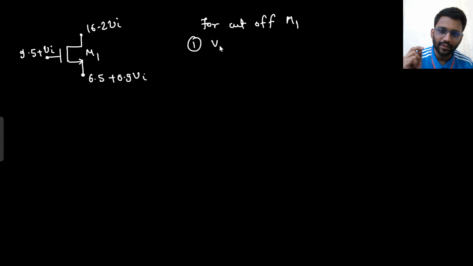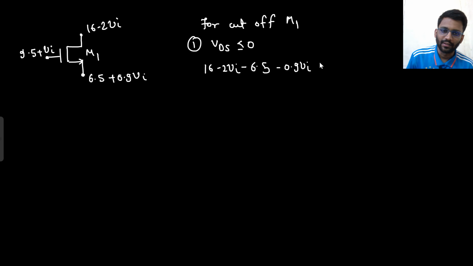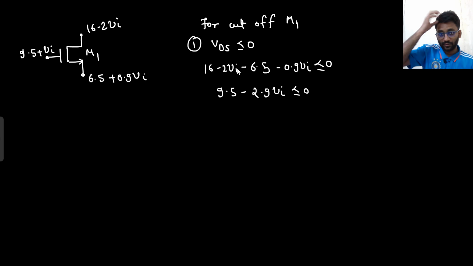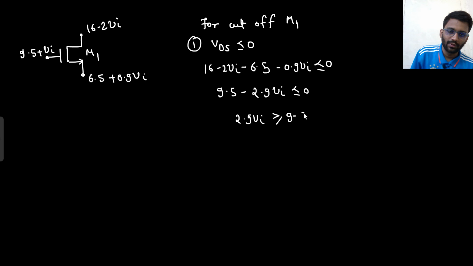the first point we will check is VDS should be less than or equal to 0. So what is VDS? VDS is 16 minus 2 VI minus 6.5 minus 0.9 VI, which should be less than or equal to 0. So 9.5 minus 2.9 VI should be less than or equal to 0. So 2.9 VI should be greater than or equal to 9.5. So VI should be greater than or equal to 95 by 29.